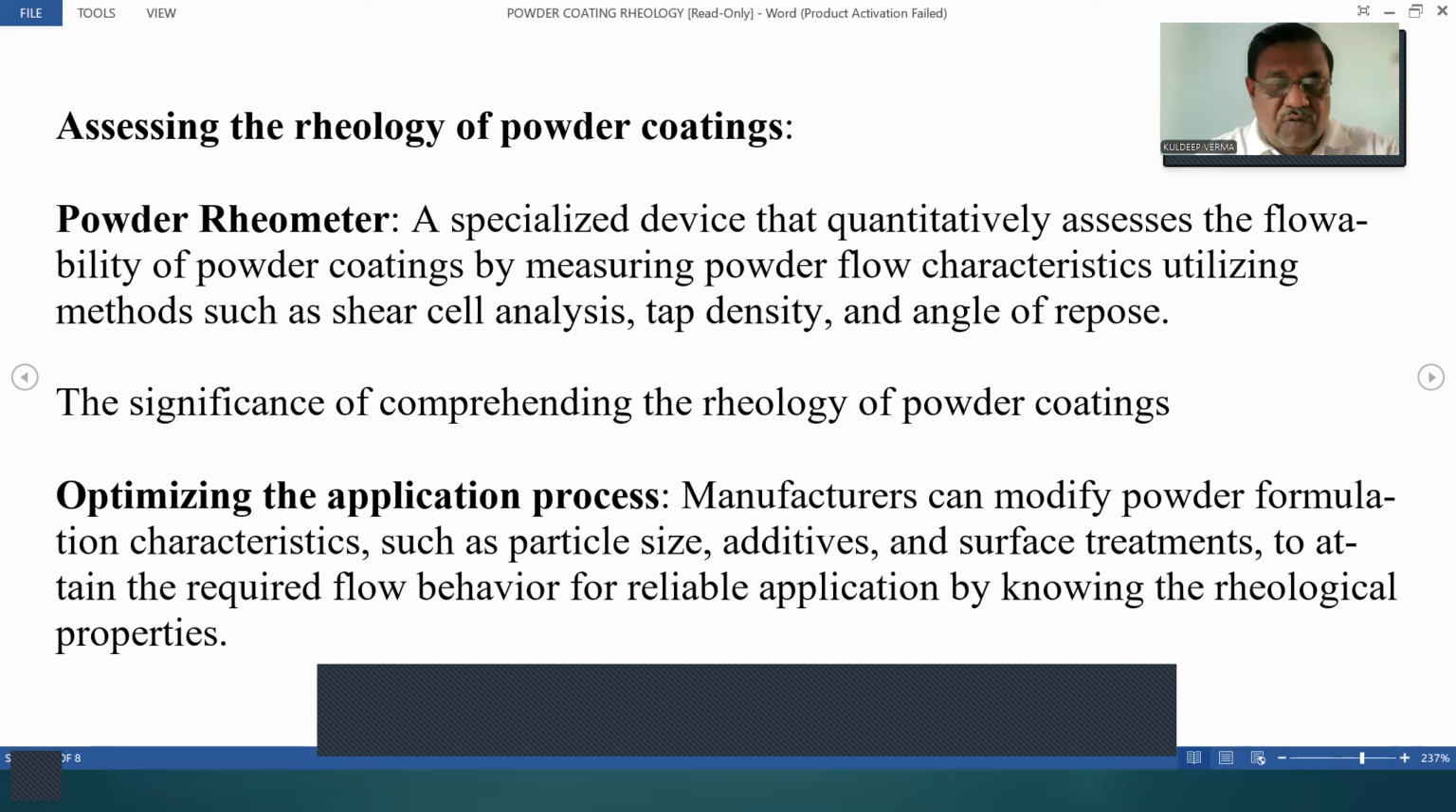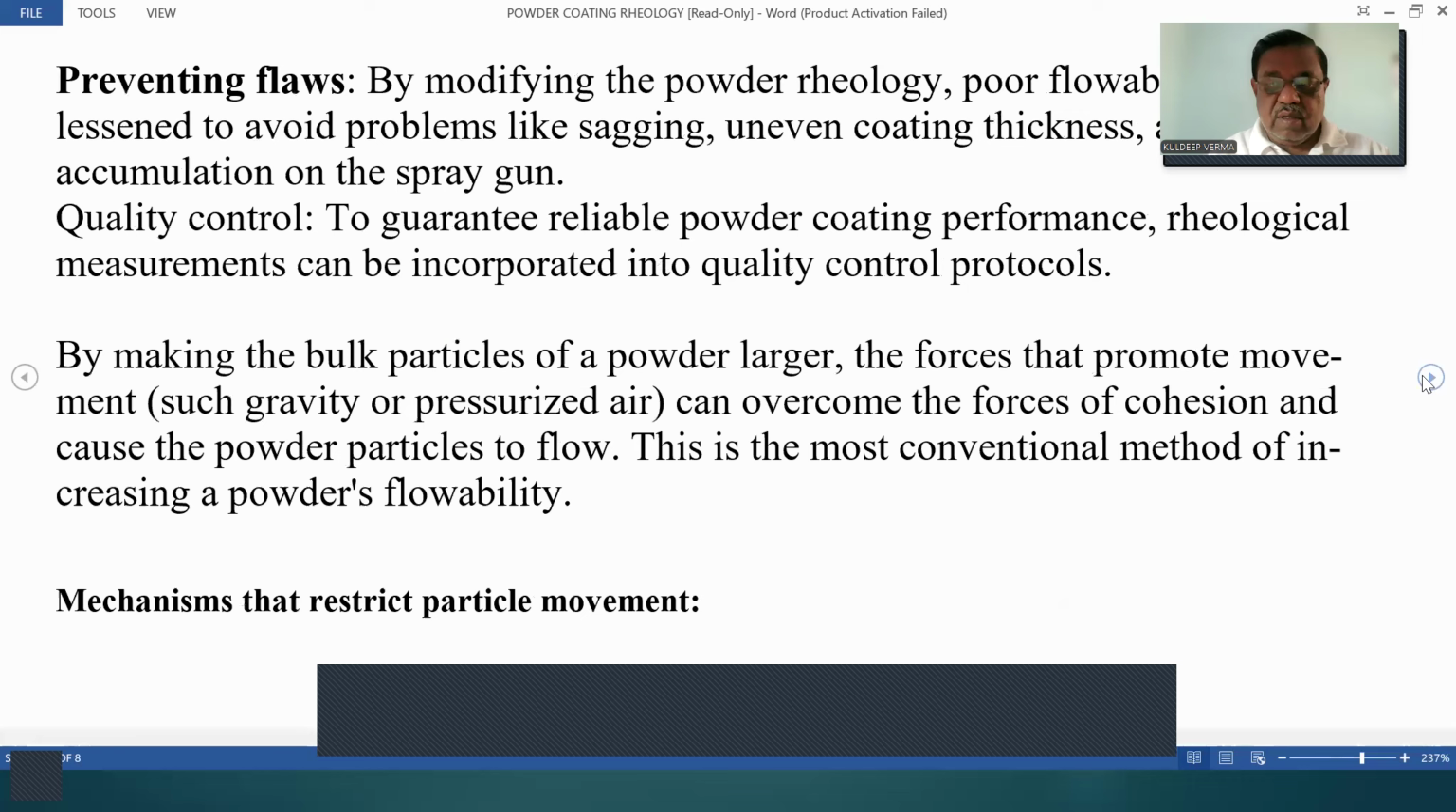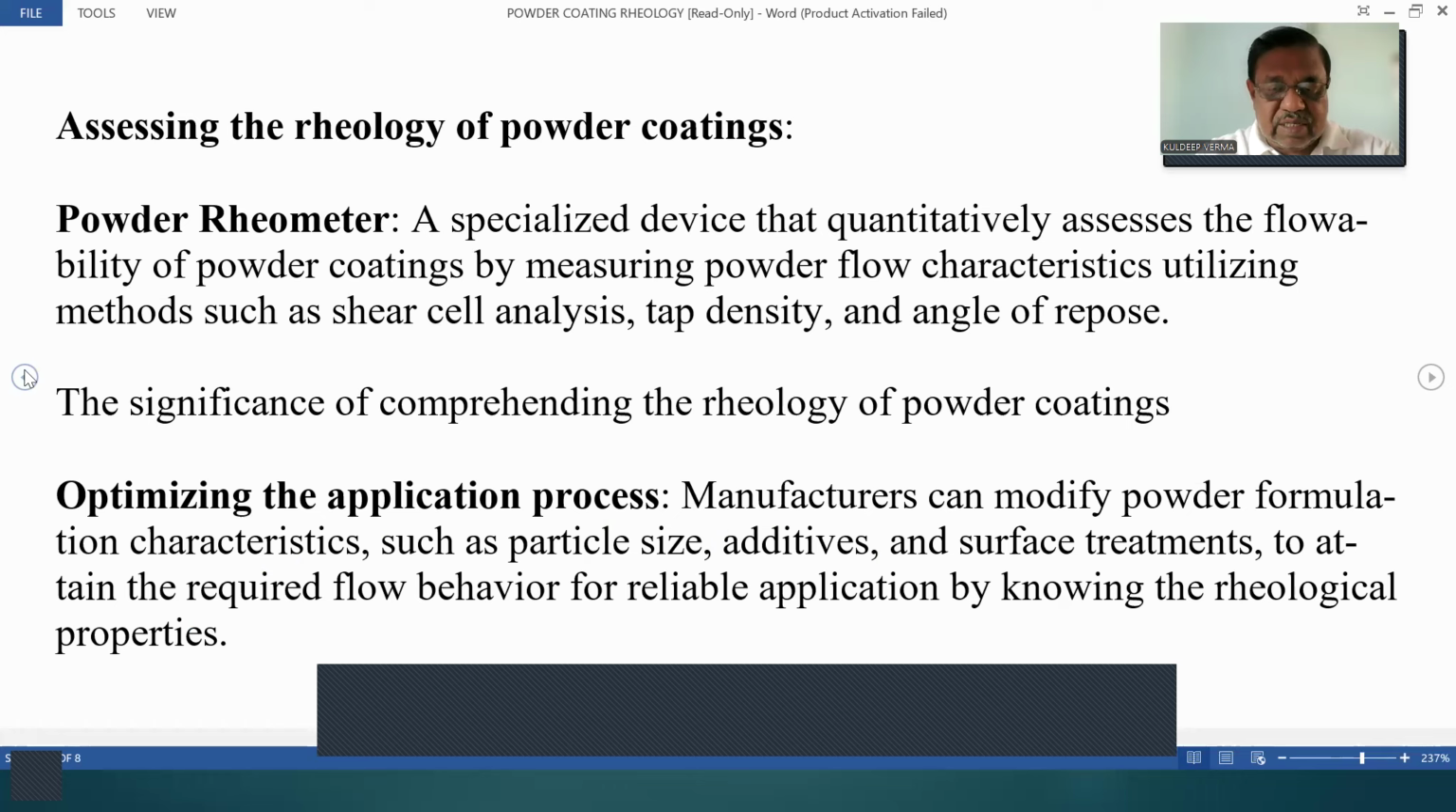The significance of understanding the rheology of the powder coating: optimizing the application process. Manufacturers can modify powder formulation characteristics such as particle size, additives, and surface treatment to attain the required flow behavior for reliable application. By knowing the rheological properties of the powder.